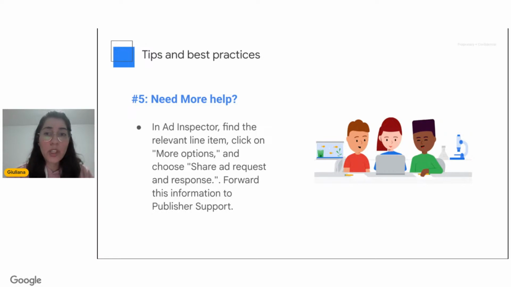So now if you need more help, if you've completed all these steps and you're still not seeing ads in your app, you went through Ad Inspector and still nothing, you can contact Publisher Support for further assistance. When contacting Publisher Support, remember to include the ad request response pair. In Ad Inspector, find the relevant line item, click on More Options, and choose Share Ad Request and Response. You can share this information with yourself first so you can easily forward it to Publisher Support via email later.